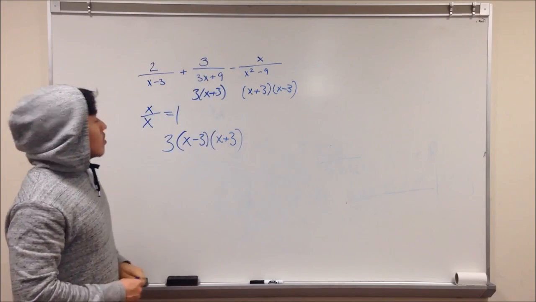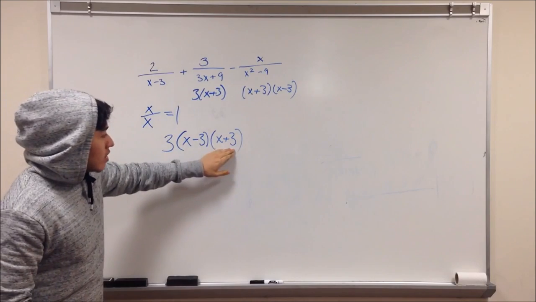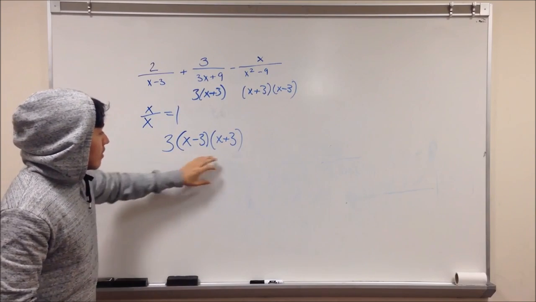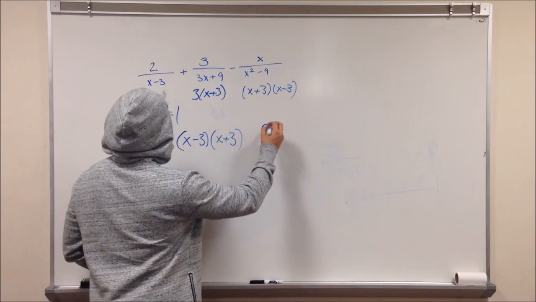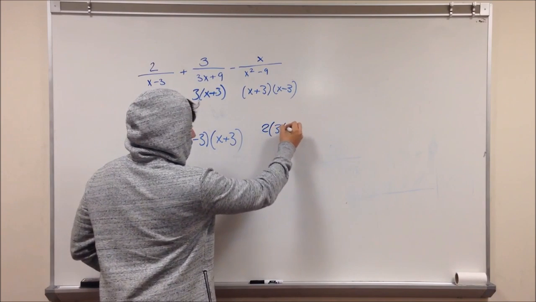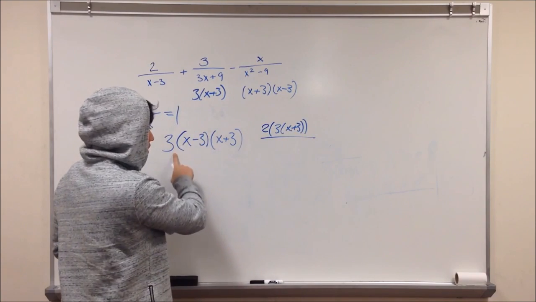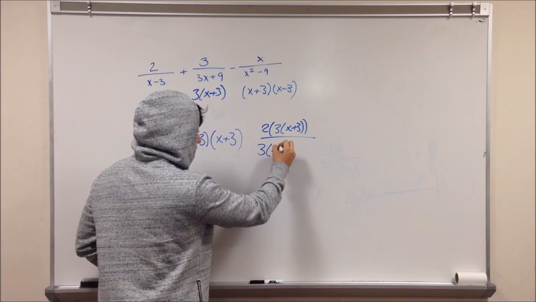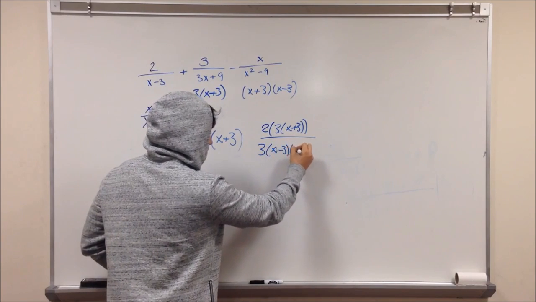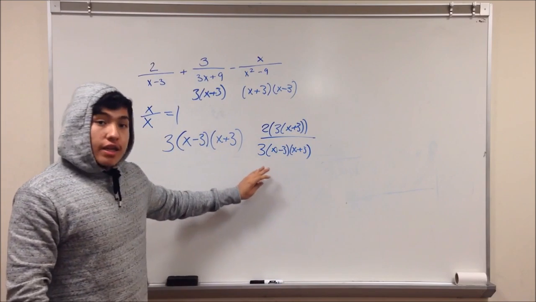Now what we need to do is multiply to make this common denominator in each part of this expression. For this, which is missing the 3 and the x plus 3, we multiply 3(x plus 3) to the top and the bottom. So we get 2 times 3(x plus 3) over, then we just put this common denominator below, 3(x minus 3)(x plus 3). Now we'll factor that later.